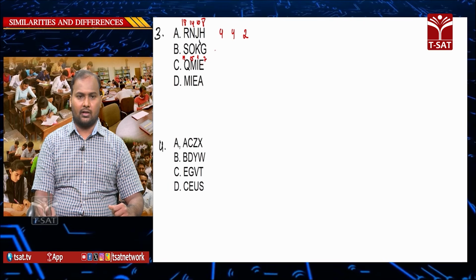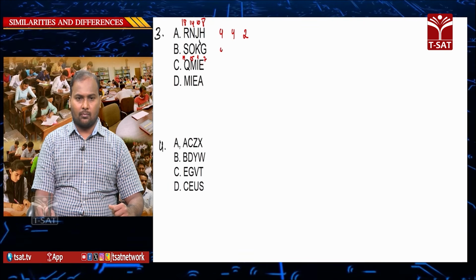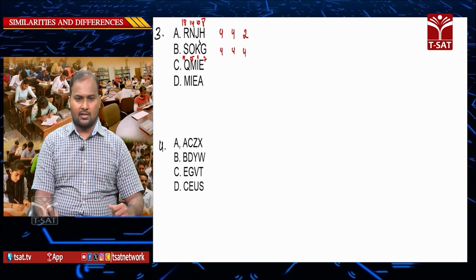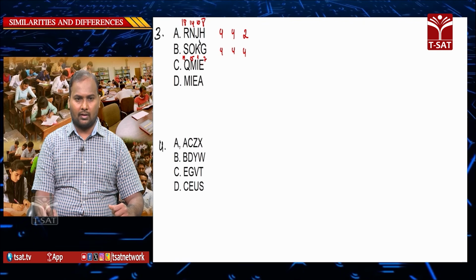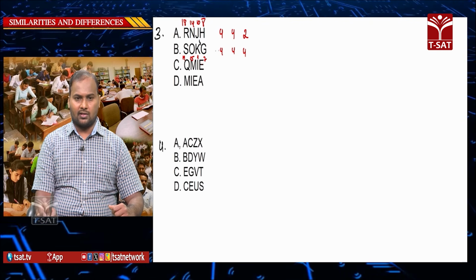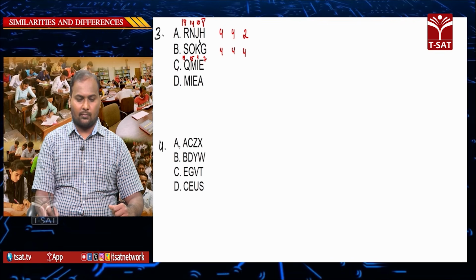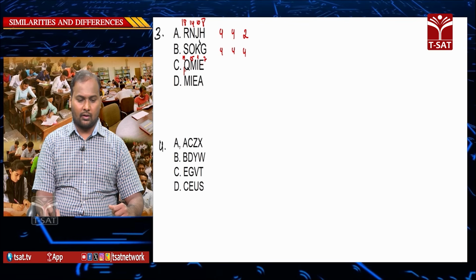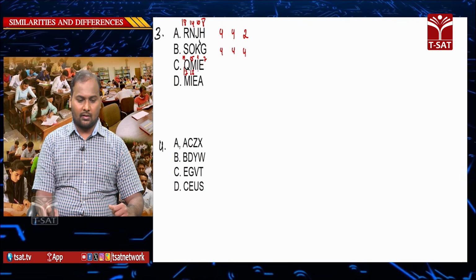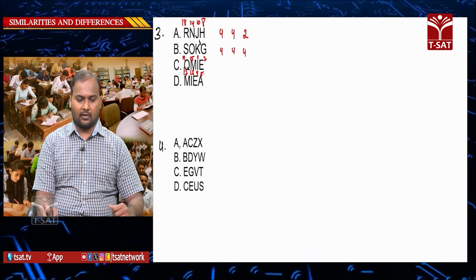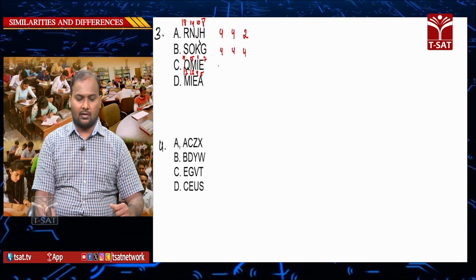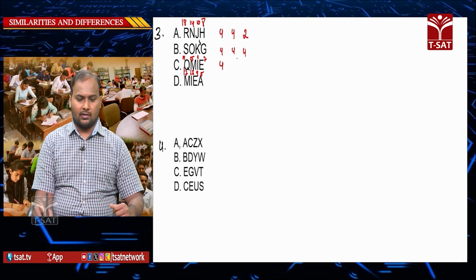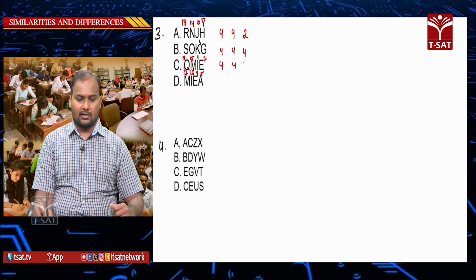Applying the logic of coding and decoding here as well, the difference becomes 4, 4 and 4. Yes or no? Because S and O, the difference is 4, O and K difference is 4, K and G also difference is 4. Now come to option C. In option C, Q is 17, M is 13, I is 9, E is 5. And if you see the difference, between Q and M is 4, M and I is also 4, I and E is also 4.